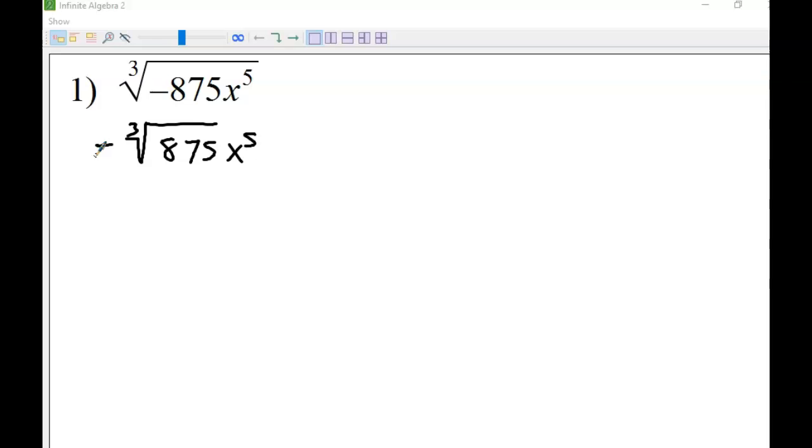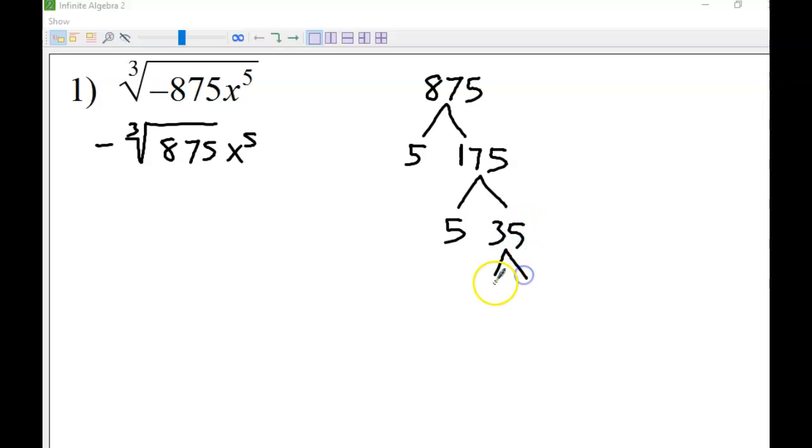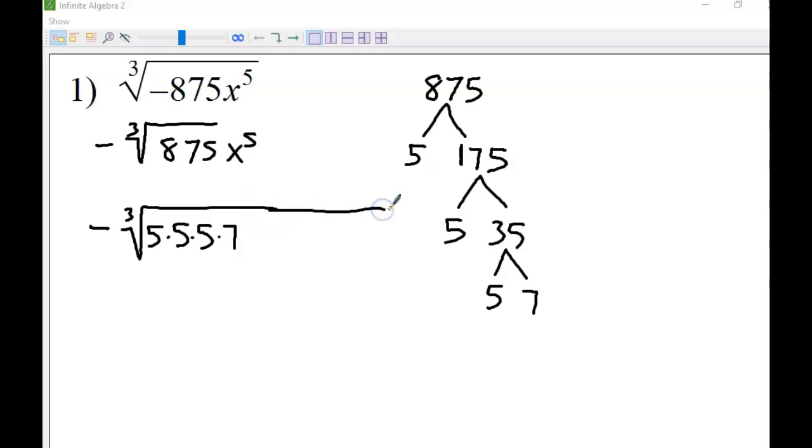Now the next thing we need to do is break down 875. I don't know why the numbers are so big, but it is what it is. So let's see. 5 goes into 8 once with 3 left over, 37. 5 goes into 37 7 times with 2 left over, and 5. Okay, there's that. And 5 goes into 175 3 times 5. So we broke that down, and we have 3 5s and a 7, and then we also have 5 x's.